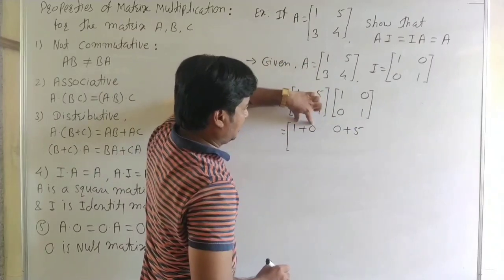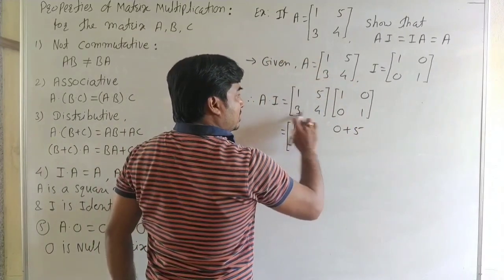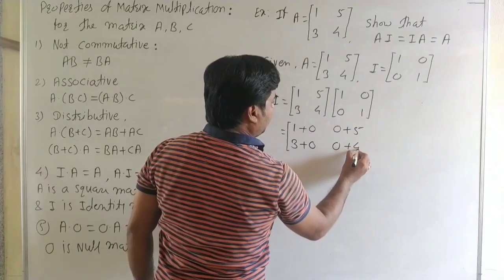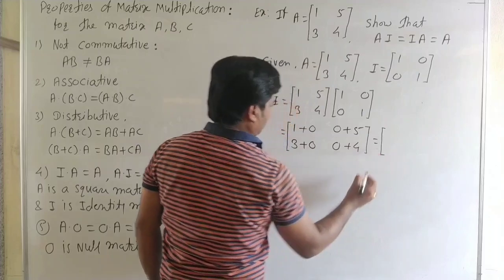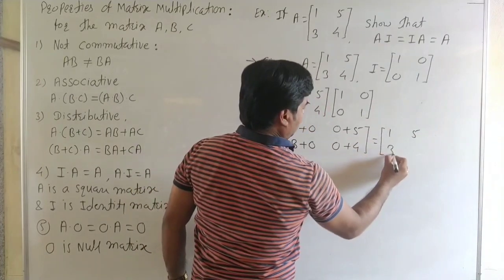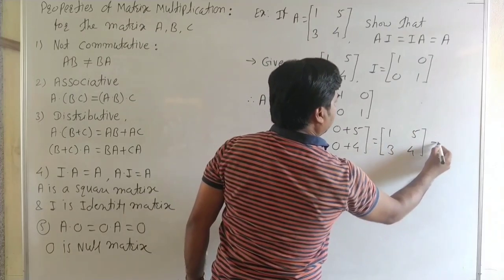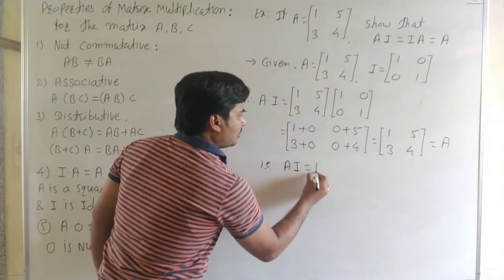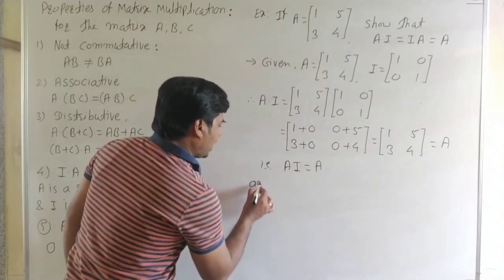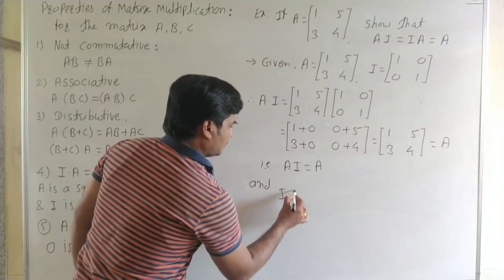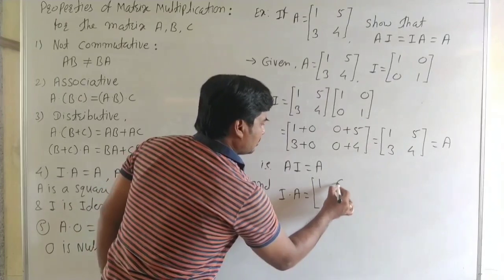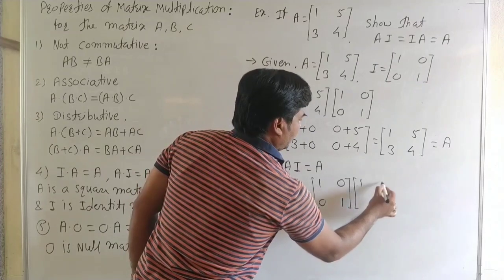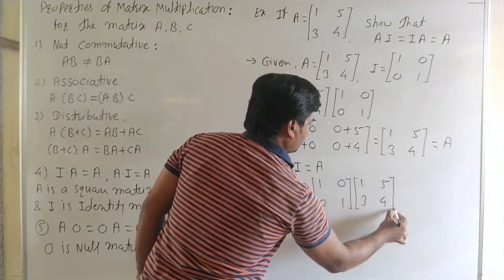First row first column element, then first row second column element, then second row first column, it is 3 plus 0, and then 0 plus 4, and then it is 1, 5, 3, 4, and it is the matrix A. That is A into I is equal to A. Now I into A: here the I matrix is 1, 0, 0, 1 into A, which is 1, 5, 3, 4. Now we take the multiplication.